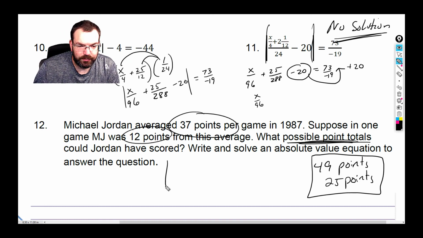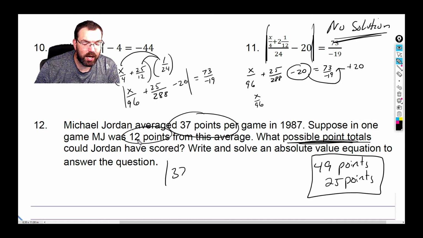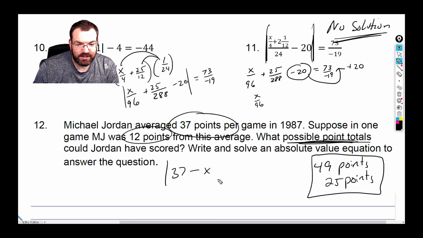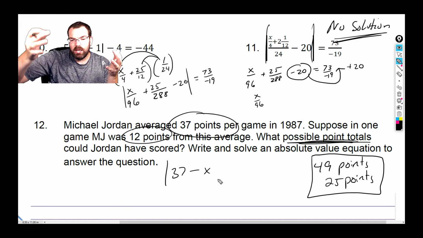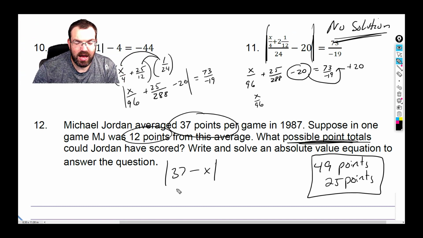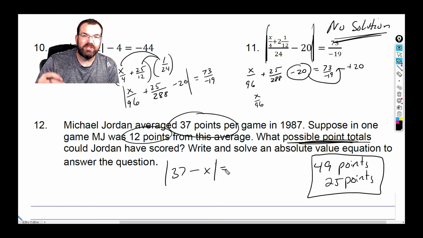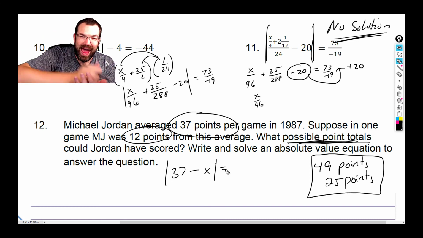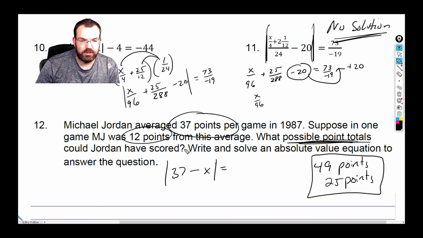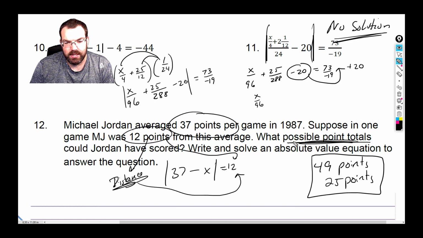Okay, so absolute value. Remember, that's the distance, right? 37, 12 points from his average. So we do not know how many points he scored. He scored x. We don't know how many points he scored in one game. The absolute value of 37 minus x equals... well, what was the distance between the points that he averaged and the points that he scored? That's where the 12 comes in. This is the distance right here. The distance is always to the right of the equal sign.